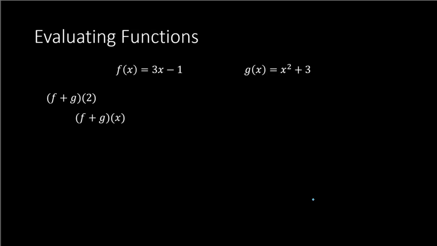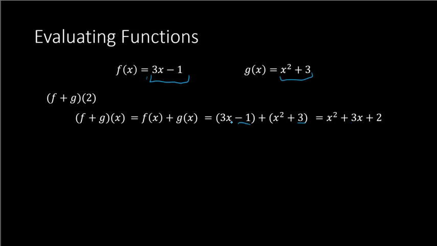One way is we can keep it in general, where we have f plus g of x, and realize that to find that addition of the functions, we can separate as f of x plus g of x. Well, if you do that, you're just adding the two functions. So you're adding 3x minus 1 with x squared plus 3. So we write that out, 3x minus 1 plus x squared plus 3. And then combine like terms, negative 1 plus 3 would give you plus 2. So we can write this as x squared plus 3x plus 2.